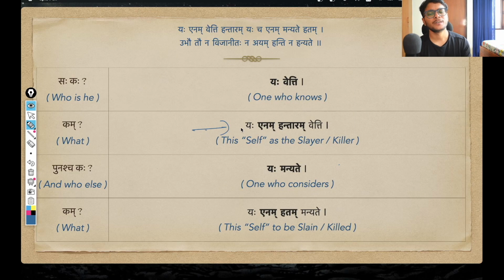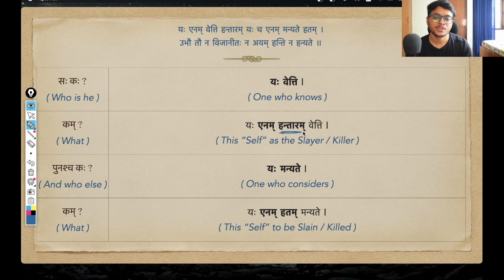Because also see, if I use this hantaram as the adjective, the entire meaning will change. Here we know the context. In the context of the shloka so far, Krishna is saying that both of them do not understand, both of them are ignorant. Who are those two? One who knows the self as the killer and one who considers the self to be killed.